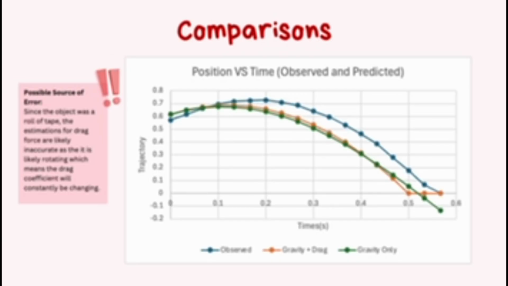Using a spreadsheet, I plotted the following: the experimental trajectory from Tracker analysis, the computational model with gravity only, and the computational model with gravity and drag. The model incorporating drag more closely followed the experimental data, demonstrating the importance of considering air resistance in projectile motion. However, it is important to note a possible source of error. Since the object was a roll of tape, the estimations for drag force are likely inaccurate, as it's likely rotating, which means the drag coefficient will constantly be changing.